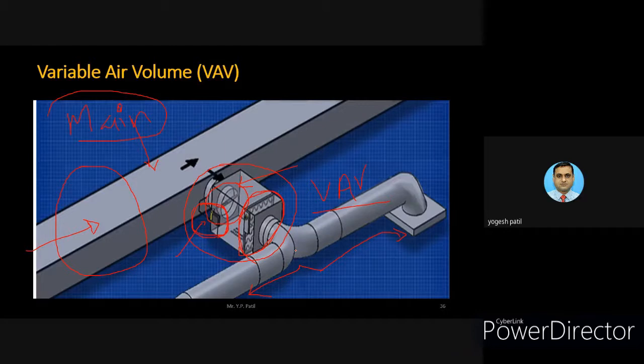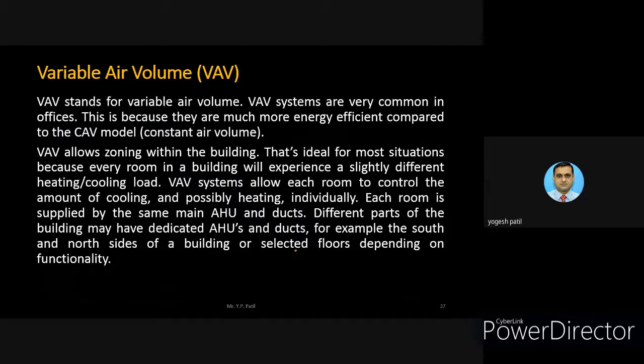In this, it can provide about 13 degrees Celsius temperature, which can also be controlled with the help of VAV. That is also possible. If I read this particular sentence, it will be clear to you. VAV stands for variable air volume. VAV systems are very common in offices. This is because they are much more energy efficient compared to CAV systems.